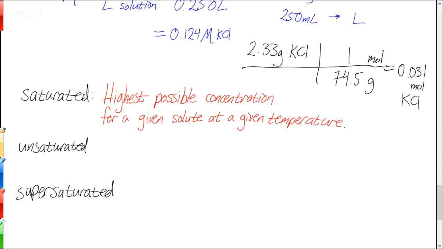If you've ever tried to dissolve sugar in like iced tea compared to hot tea or hot coffee, it's much harder to get it to dissolve in the cold solution than in the hot solution. And that's because its solubility changes with temperature, with heat. So an unsaturated solution is anything less than that.